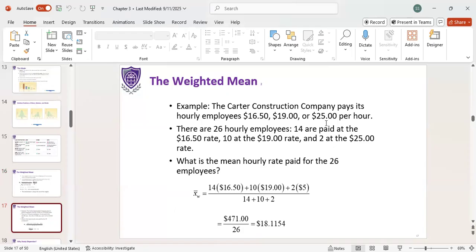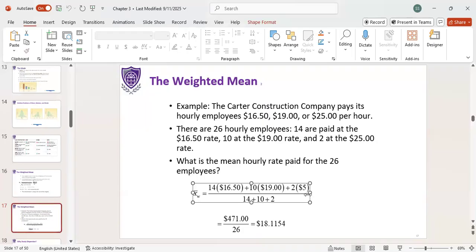It's about pay for employees. They make either $16.50 per hour, $19 per hour, or $25 per hour. In general, there are 26 of this type of employee that they pay hourly. 14 of them are paid at the rate of 16.50, 10 at the rate of 19, and 2 at the rate of 25. So now if you want to see the average of the pay of these 26 hourly employees, you need to use a weighted mean. So 14 of them make 16.50, 10 of them $19, and 2 of them 25.